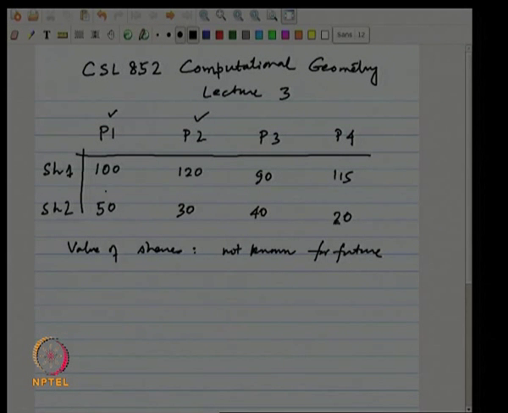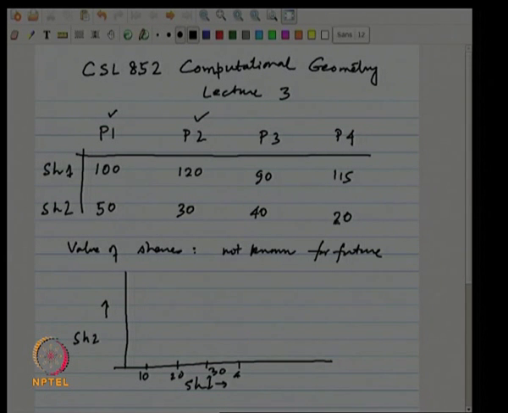So I have discussed only with respect to two kinds of shares. So if I draw this as a graph, let us say this is share 1, and this is share 2. So let's say some 10, 20, 30, let's say about 100, and here we have 1, 2, 3, 4, 5, let's say up to 50. Right. So I can actually plot this.